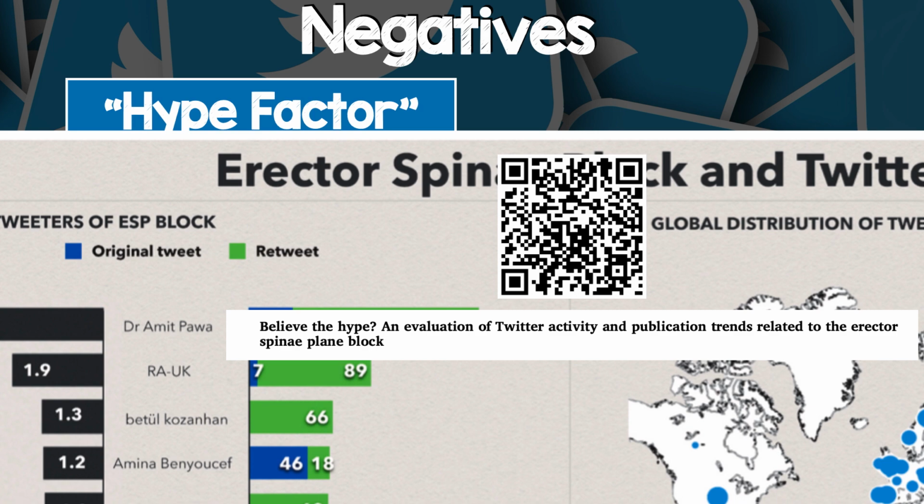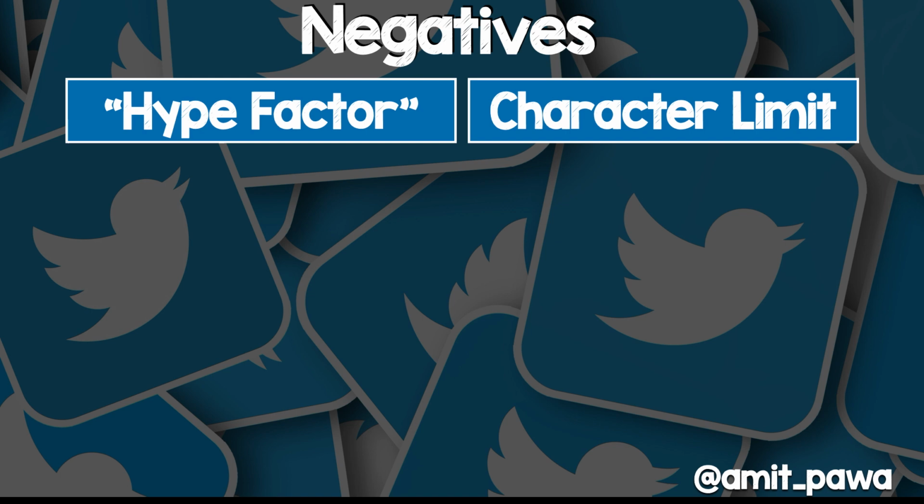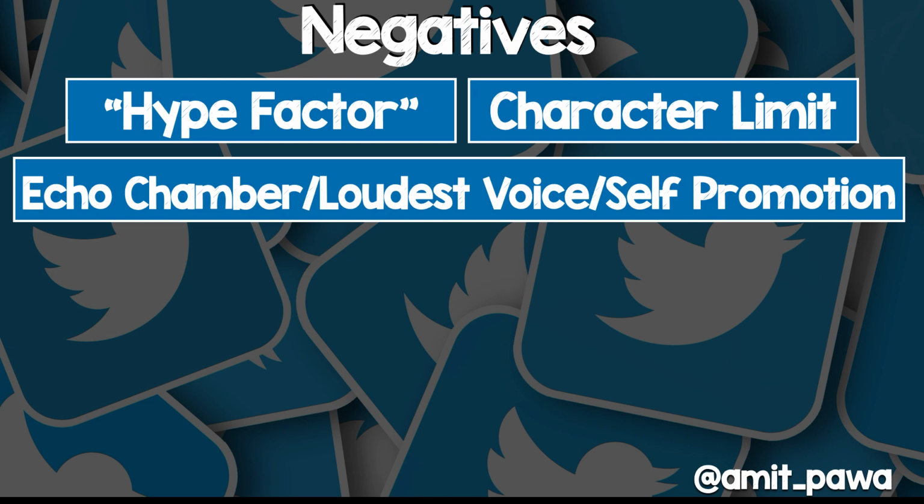Of course, the character limit on Twitter means that maybe people are curating or truncating some of the information they want to discuss and you don't get the full story. The other thing is there's a potential for it to be an echo chamber. You only follow people that are interested in what you're talking about, or people with the loudest voice are heard, and there are aspects of self-promotion. So sometimes when people are sharing things on Twitter, there may be an ulterior motive. So you've got to be aware of that.